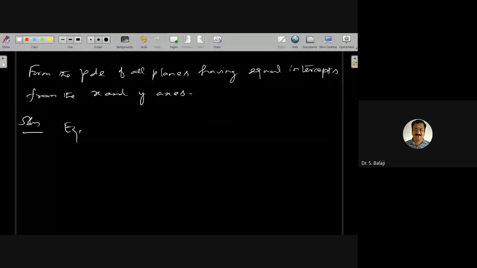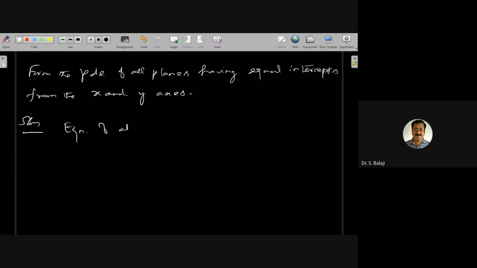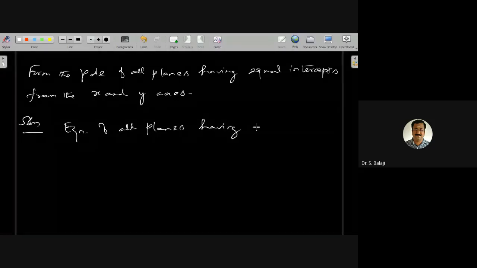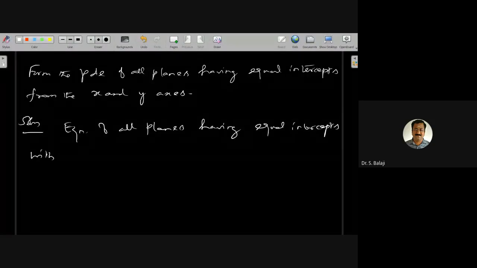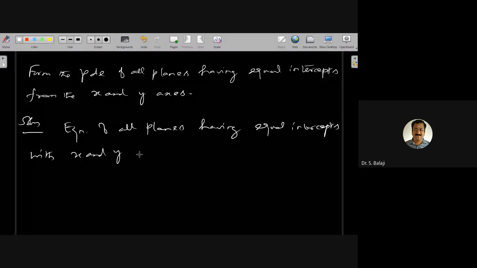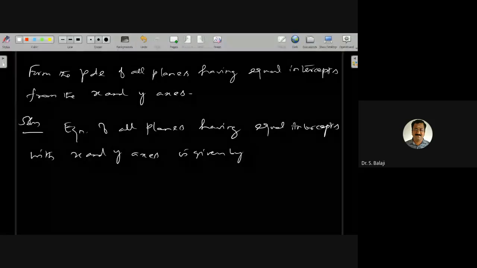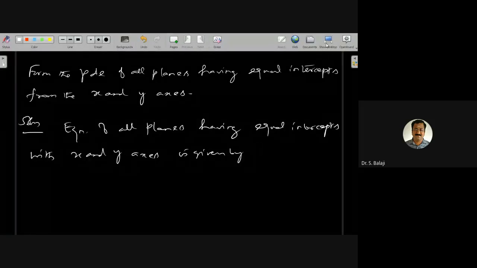Equation of all planes having equal intercepts with x and y axis is given by... Can anyone have an idea about the equation of all planes having equal intercepts with x and y axis? x plus y equals a.